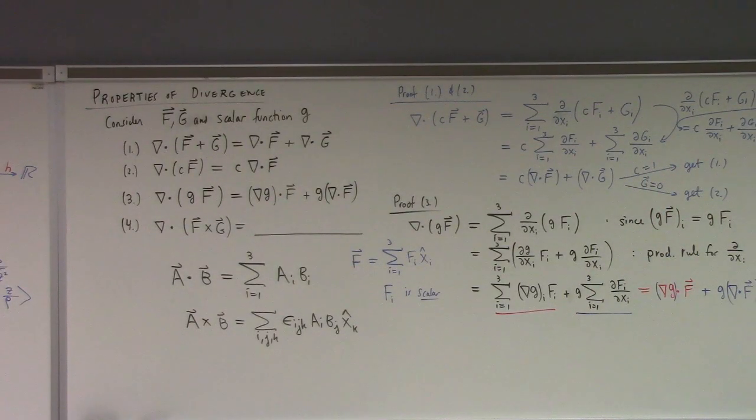Now 4 is a little bit more troublesome, right? How are we going to calculate 4? Let's work it out. So we're looking at the divergence of the cross product of f and g. So that is, by definition, the sum, k equals 1 to 3, I'm going to use k to mix it up a bit, of partial x sub k of the kth component of the cross product of f and g.